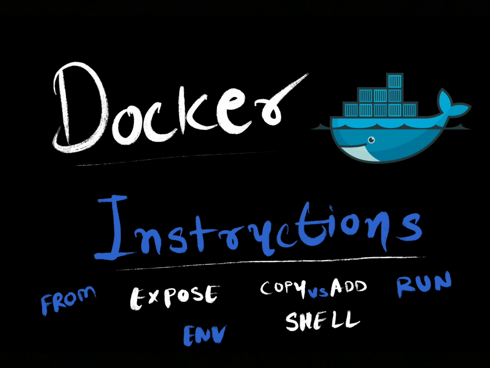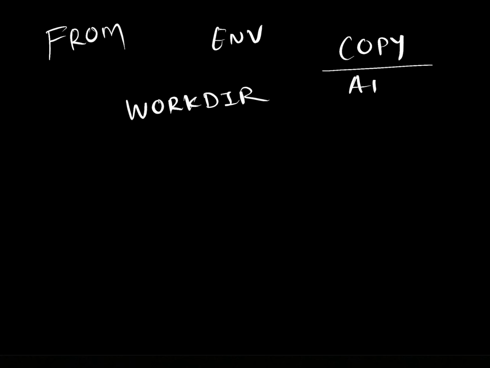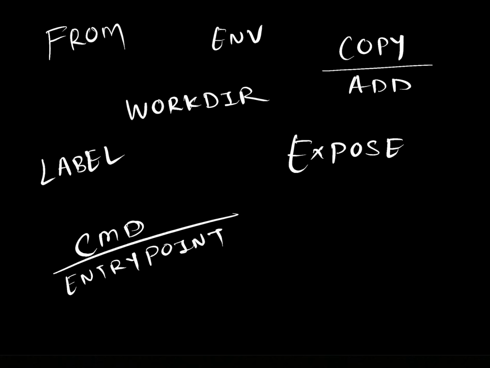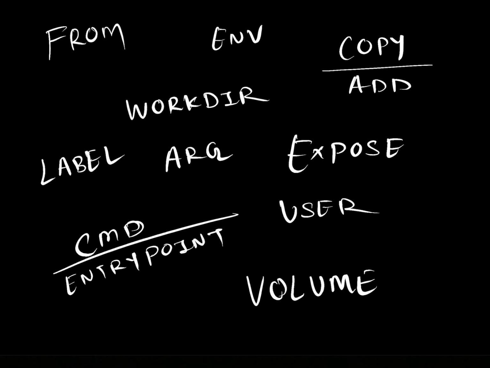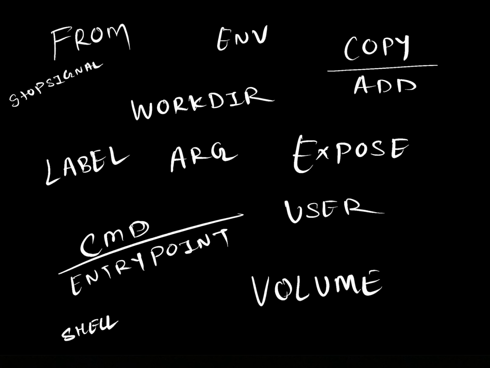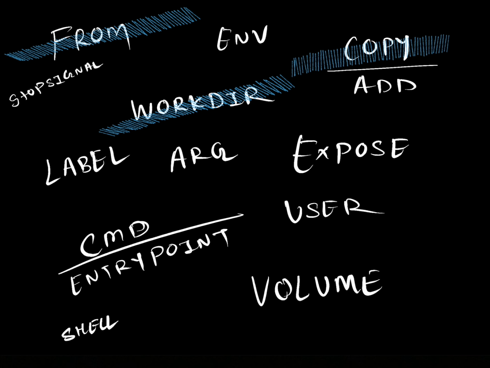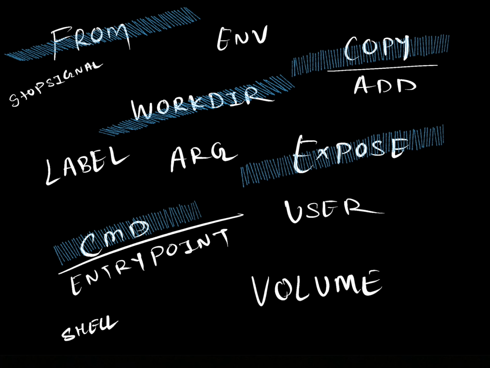So in this video, we are going to understand how Docker instructions work, like FROM, ENV, COPY, WORKDIR, LABEL, ARG, VOLUME, USER, STOPSIGNAL, and SHELL. Majorly we use FROM, WORKDIR, then COPY, then usually EXPOSE to tell about the port, CMD, and the most important, RUN.